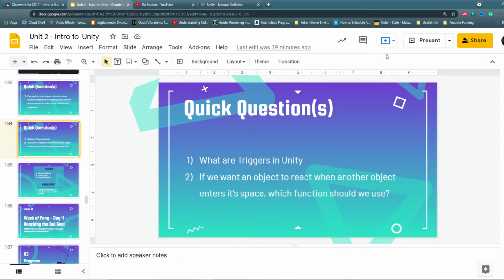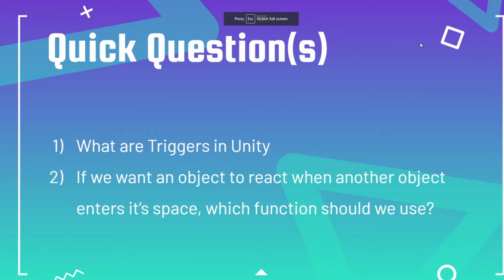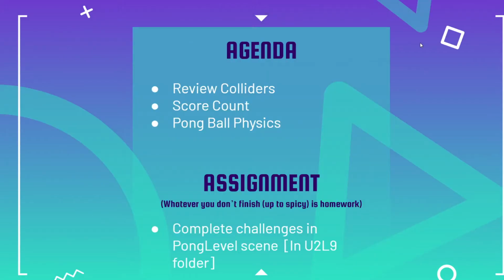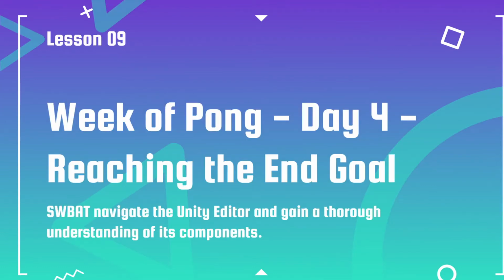All right, cool. Now, with that being said, let's jump into the actual work for today. So, here's what's happening. Today, we're going to review colliders. We're going to talk about how we can actually create a score count, and then we're just going to talk about how we can apply physics to our pong ball. At the end of the lesson, there are going to be 2 activities you have to do. Those 2 activities are basically try and create a score count in your game and apply physics to your pong ball. With that being said, lesson 4, reaching the end goal, let's get into it.